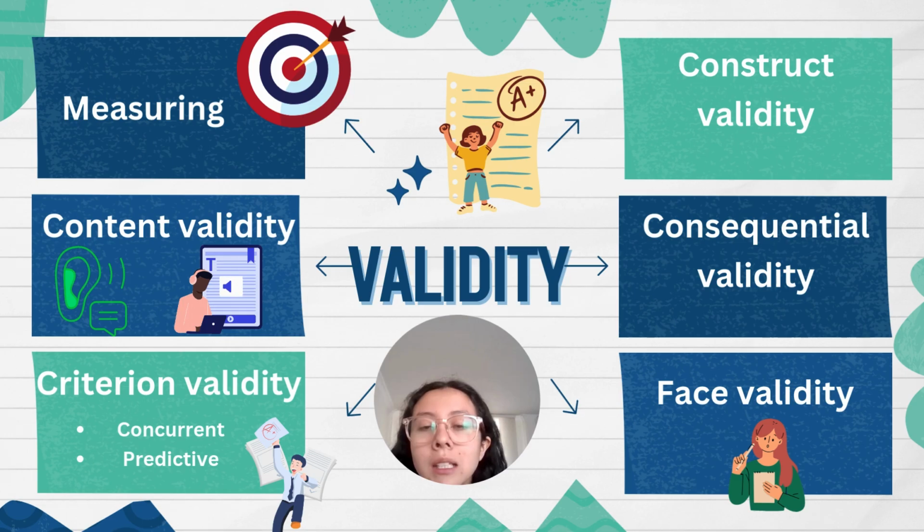The consequential validity is about what consequences in society this test has and how we use the test and a specific task for a specific purpose. And the face validity is just looking at the test and checking if it measures what has to be measured.